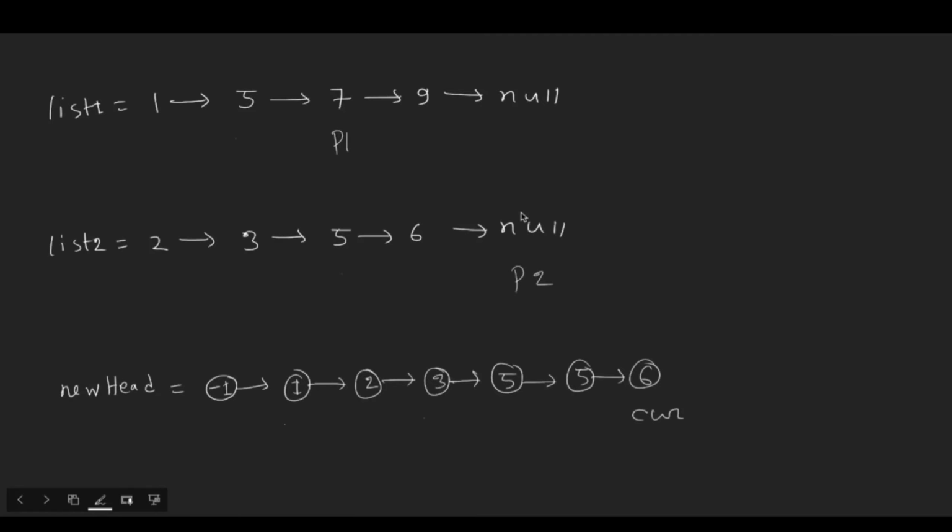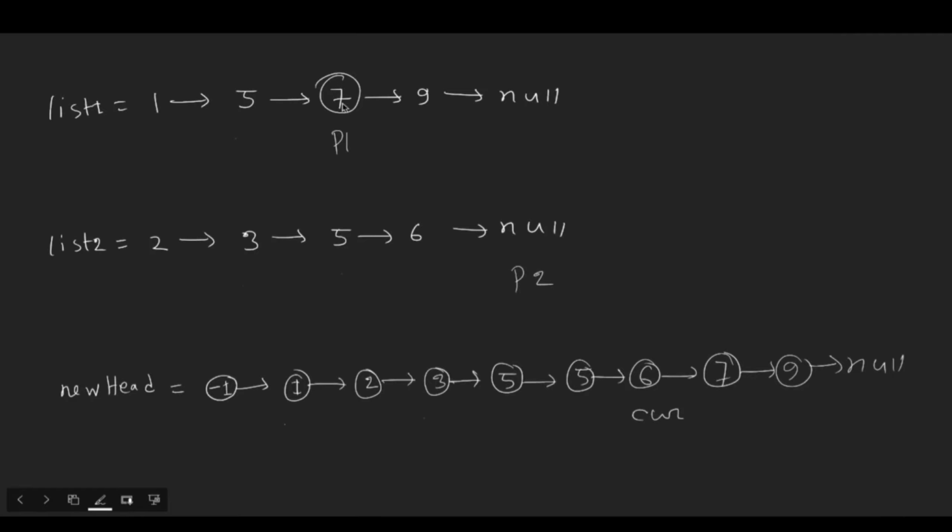If we find out P1 pointer or P2 pointer points to null, we will just stop. And what we will do, if the P2 pointer points to null, we will assign the P1 pointer, the node where P1 pointer points, to the next of current, which is 7. So here, and 7 is connected to 9, 9 is connected to null. We are done. So we have merged these 2 linked lists.